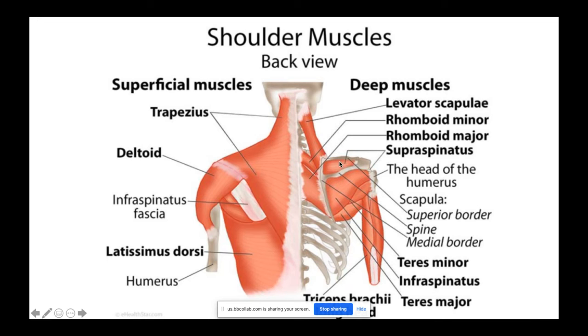Here's the spine of the scapula. So you have your supraspinatus, above the spine of the scapula. You have the infraspinatus. Then you have your teres minor and your teres major. These three are rotator cuff muscles. SIT, S-I-T. Supraspinatus, infraspinatus, and teres minor. Those are the rotator cuff muscles, or at least three of the four. Fourth is on the anterior side.